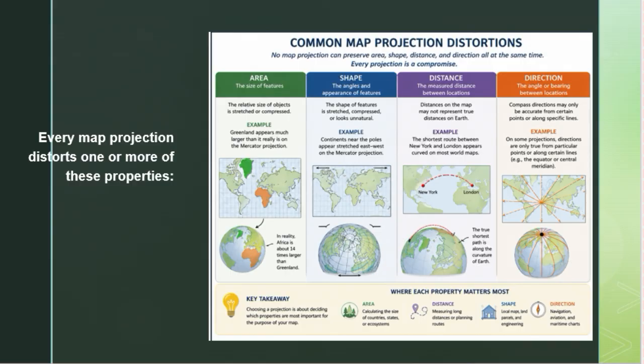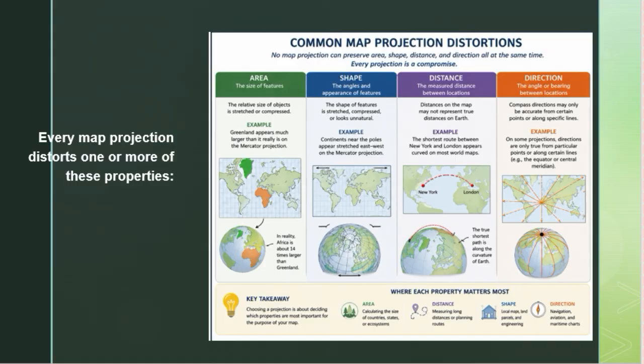So since no single projection can preserve all of these properties simultaneously, there's no universally best projection. Instead, the best projection is the one that is most appropriate for your mapping purposes. What am I trying to show or measure for this map? So that's what GIS professionals have to ask themselves. And the answer to that question should guide the choice of projection.